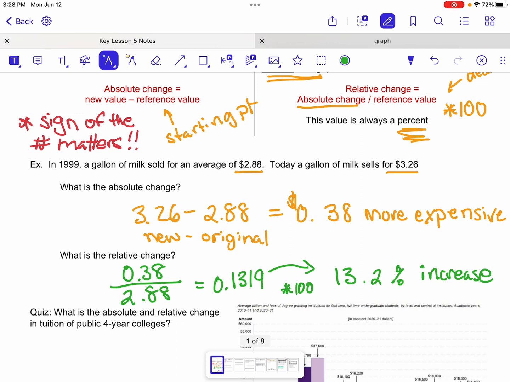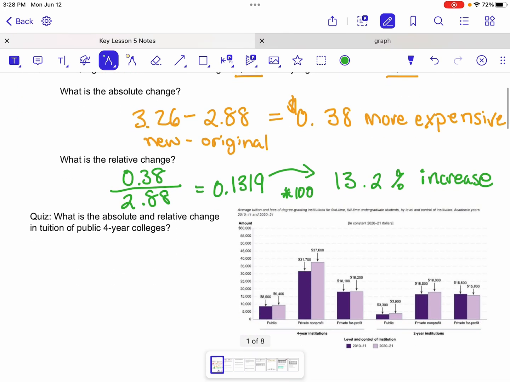Now, if you click on to the next slide, you're going to get a chance to take a look at that graph again, and this time you're going to be finding the absolute and relative change in tuition of those public four-year institutions, those ones right down there.